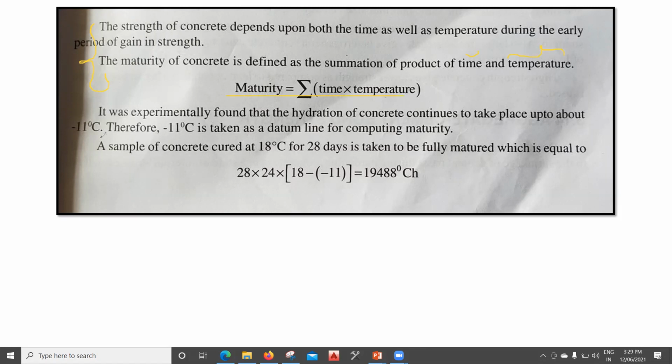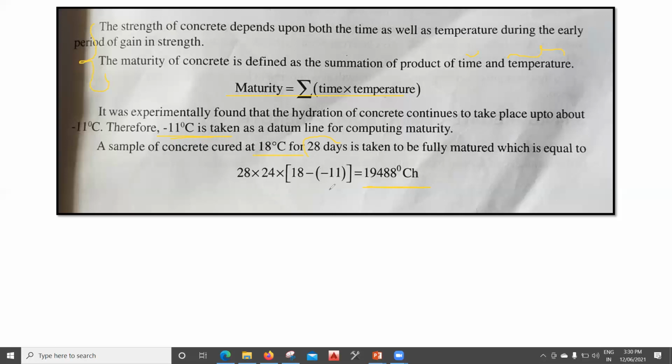Now, based on the experiment, by taking -11 degrees Celsius, they have taken a certain standard, and they have found that a sample of concrete which is cured at 18 degrees Celsius for 28 days is taken to be fully matured. That means this concrete, tested on 28 days at a temperature of 18 degrees Celsius, we can tell that it is fully matured. So this is the calculation they have done.